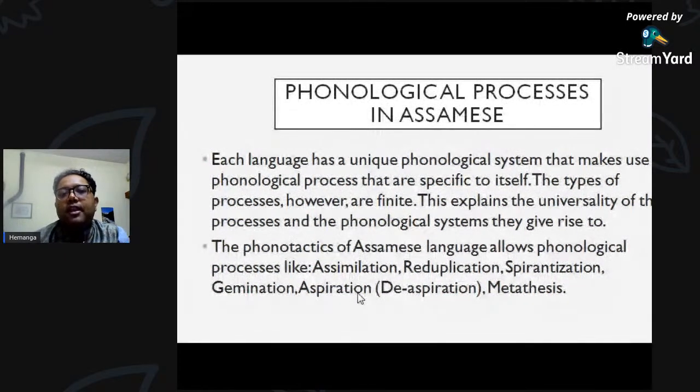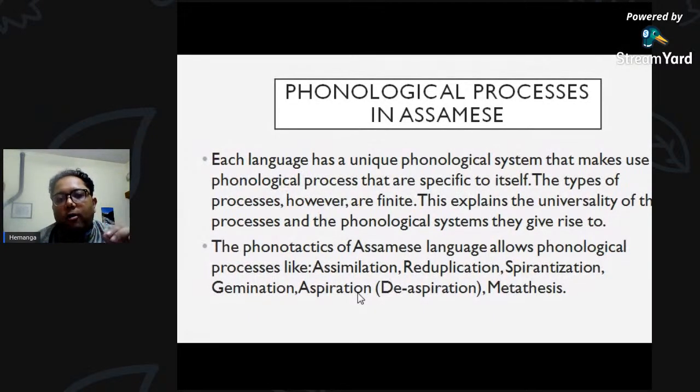You just remember the way the speech sounds are organized in the phonological domain, and they abide by certain rules and systems. And these systems are nothing but the phonological processes. Here I'm going to describe assimilation. Assimilation means one sound becomes identical or similar to another sound because of the neighboring influence.